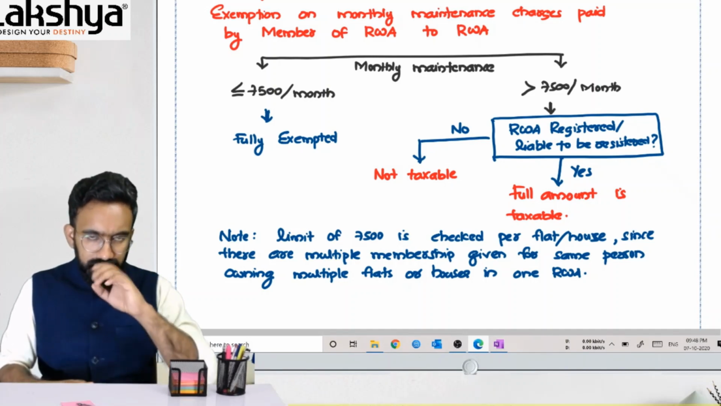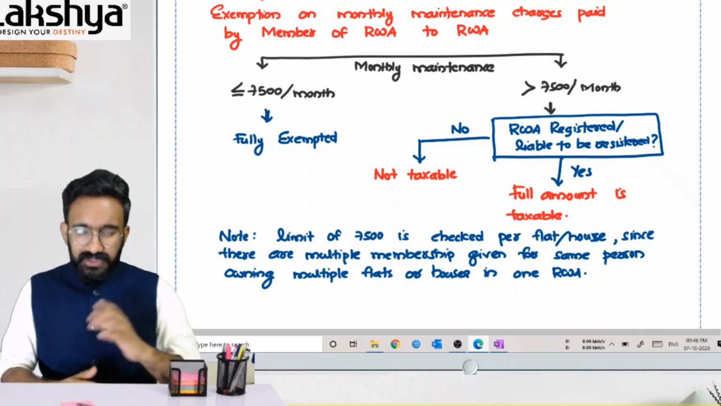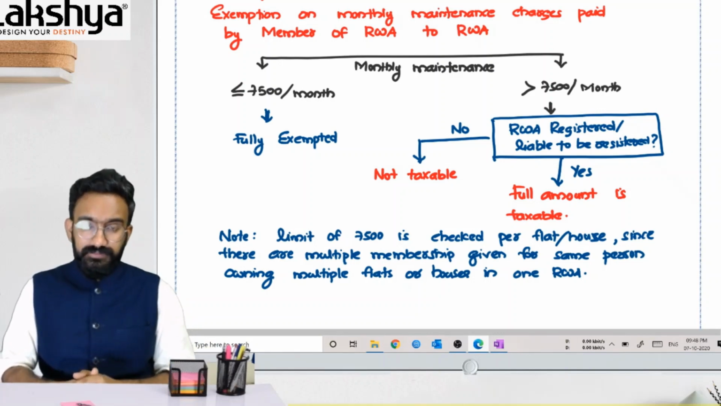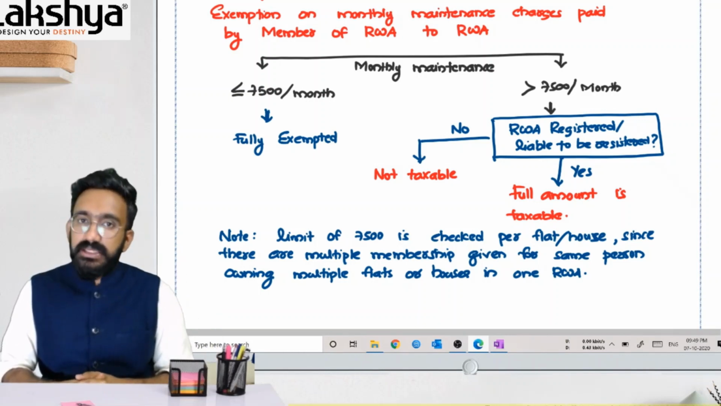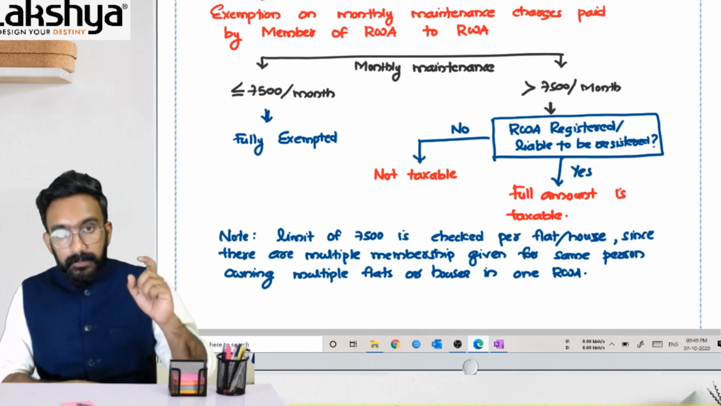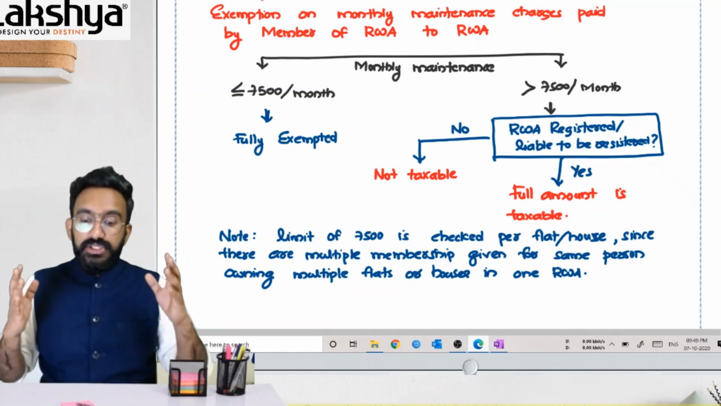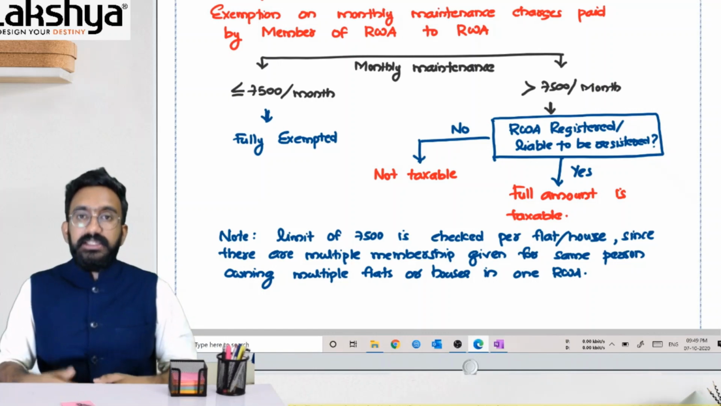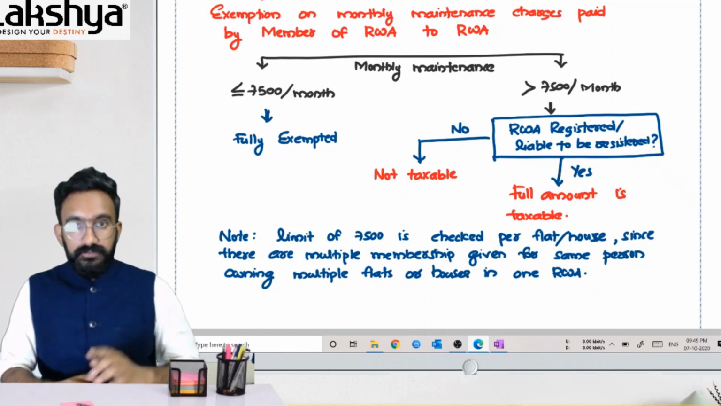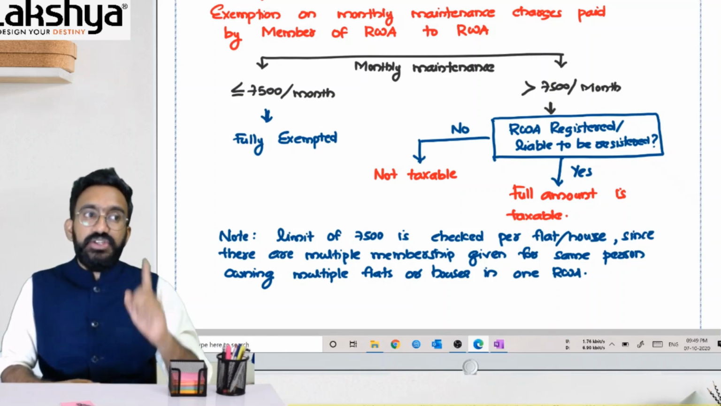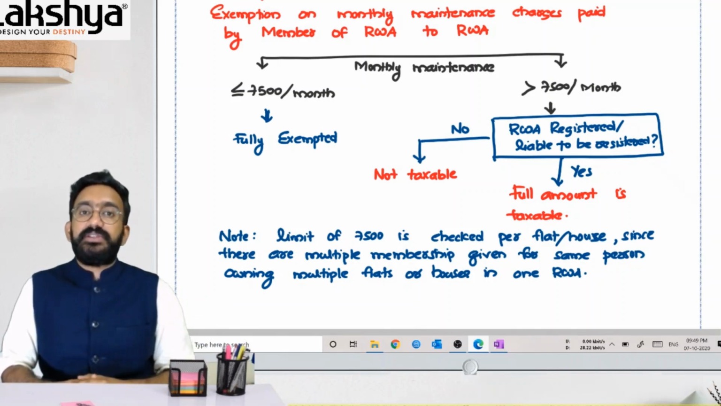But if that is not 10 flats, that is 20 flats, then annually they're getting 24 lakhs. It becomes taxable. That entire 10,000 will become subject to GST. Now, say for example, instead of holding one flat in a residential project, I have 2 flats. It's just one owner. Will each of my flats' maintenance get an exemption of 7,500, or should I club it? Each of it will get a separate exemption of 7,500.